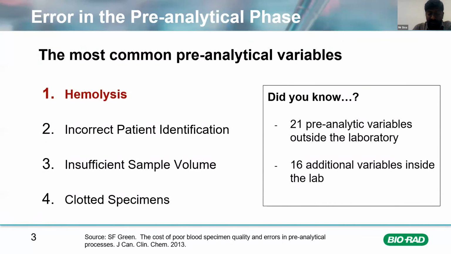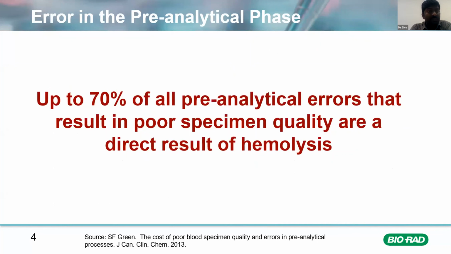And just to add to that, do we know we have around 21 plus pre-analytical variables outside the laboratory, before you get the sample into the laboratory, before you get it into the examination phase, that are affecting the sample's integrity. And of course, we also have 16 additional variables within the laboratory once you receive the sample. One study says that around 70% of the specimen quality related issues are associated with hemolysis. Normally, we know that around 60 to 70% of the errors occur at the pre-analytical phase itself. Even from that pre-analytical phase, 70% of the errors are from hemolysis itself.